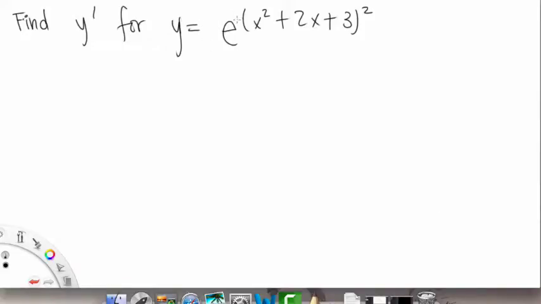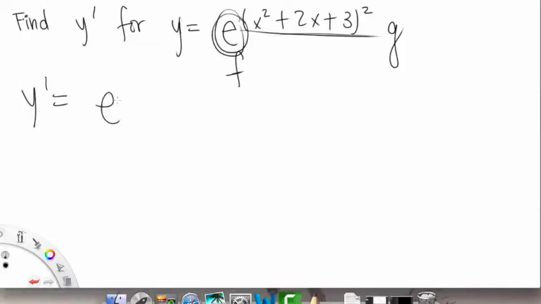Let's start with the outside function. The very outermost function is e to the something. This something up here is like our g, and our f is e to the something. So y prime is going to be e to that something, because the derivative of e raised to a power is e to that power. So we're just going to have that.